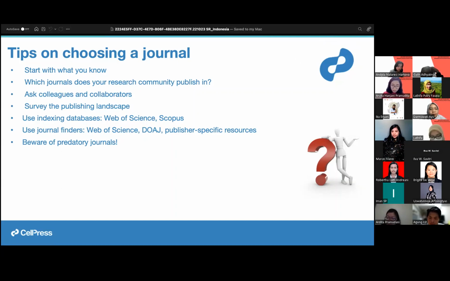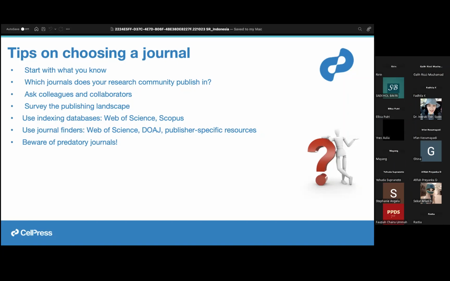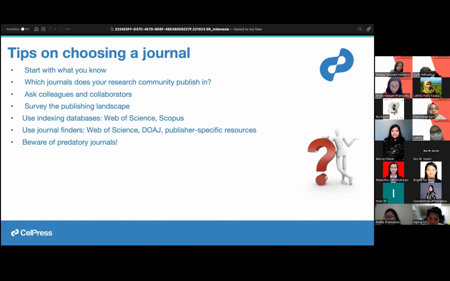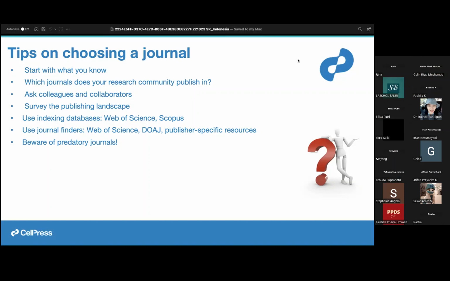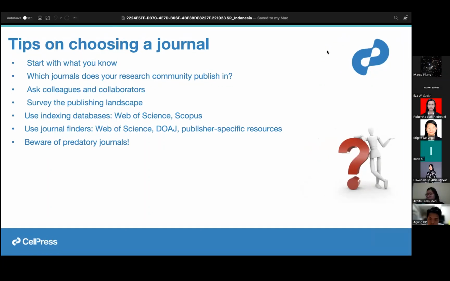Survey the publishing landscape. Get a feel for what journals are out there and what kinds of papers they publish and who reads them. Ways that you can do that: there are indexing databases, things like Web of Science or Scopus, or, I haven't listed it, but PubMed. These are all indexing services that basically index scientific journals and everything they publish. So you can use these as a starting point to get lists of journals. For example, Web of Science has journal lists. You can use these to look up journals that publish in your field of interest. I've also listed journal finders below: the Web of Science journal finder, the Directory of Open Access Journals, or DOAJ.